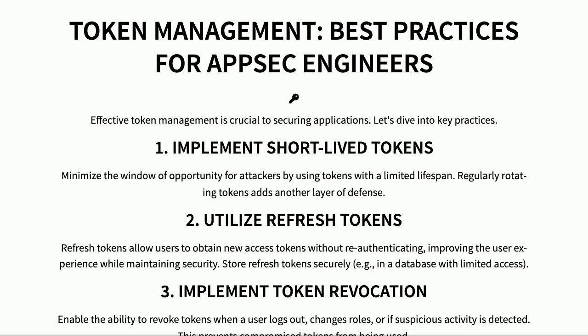Then, there's token revocation. If a user leaves or something looks suspicious, you need to be able to invalidate their token immediately. Secure storage is vital too. Think about using tools like Vault or AWS Secrets Manager rather than just embedding tokens directly into your code. Finally, remember to always check the expiration date and what permissions the token actually has before letting it access anything.